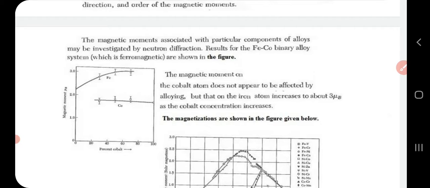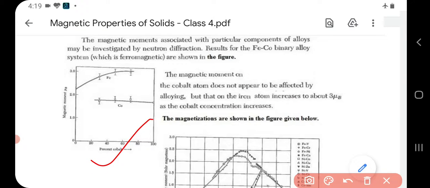Then, magnetic moments associated with particular components of alloys may be investigated by neutron diffraction. That is another use. An alloy is composed of a lot of materials, a composite of different materials. So if you use the neutron diffraction technique, you will be able to determine the magnetic moments associated with each of the components constituting the alloy. For example, the figure here shows an iron cobalt binary alloy. The material is ferromagnetic. You can see the various components and the ratio of elements, how they are present.